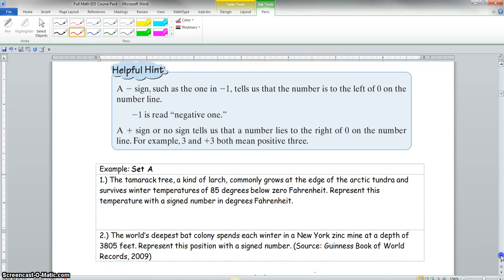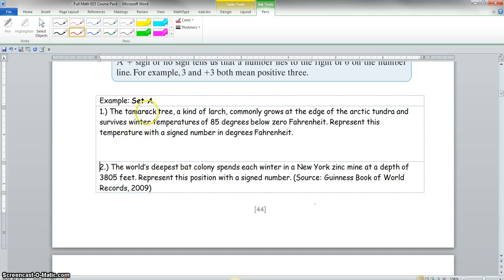Now we go here to example set A. It says the tamarack tree, a kind of larch, commonly grows at the edge of the Arctic tundra and survives winter temperatures of 85 degrees below 0 Fahrenheit. Represent this temperature with the sign number in degrees Fahrenheit.